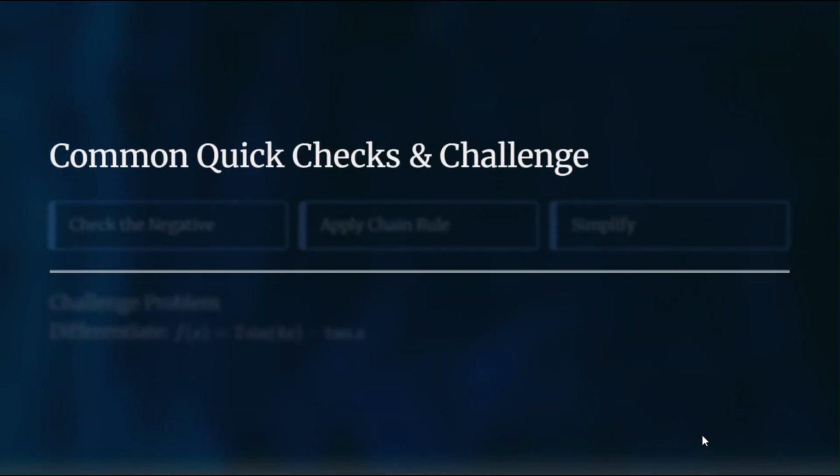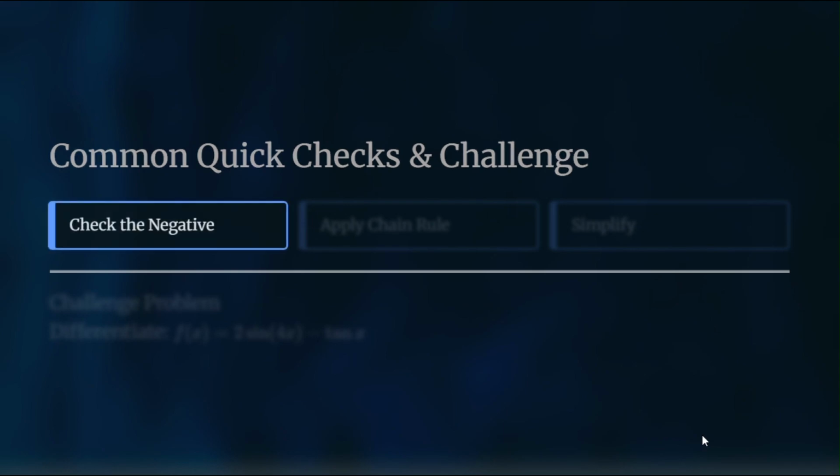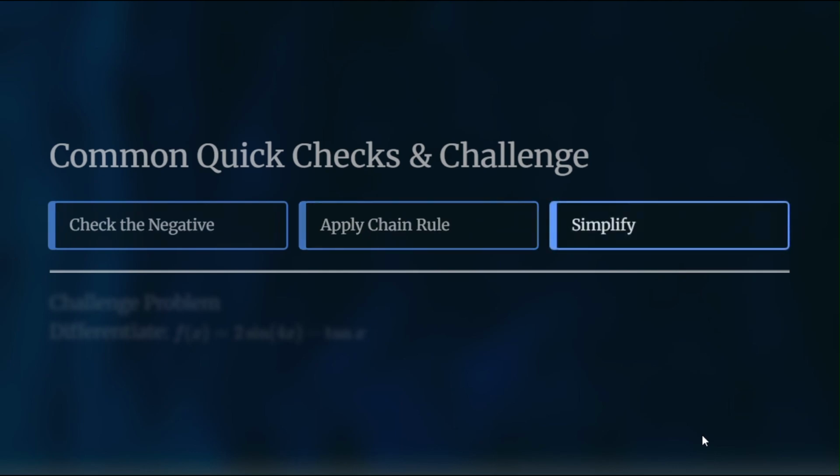Here are some common quick checks and challenge. You want to check the negative. So you want to ask yourself, did you keep the negative sign for cosine? You want to apply the chain rule and ask yourself, did you apply the chain rule when needed? And finally, is your final answer simplified?